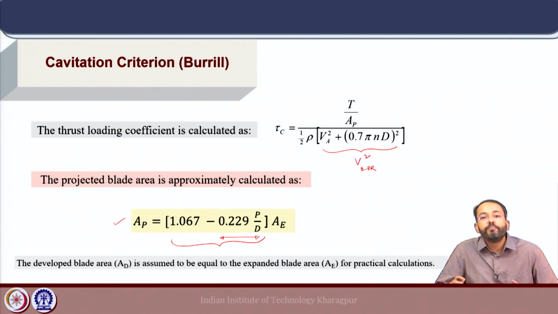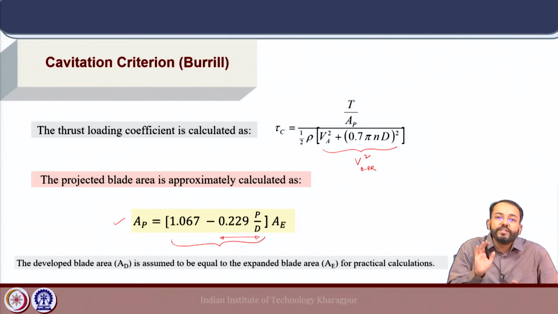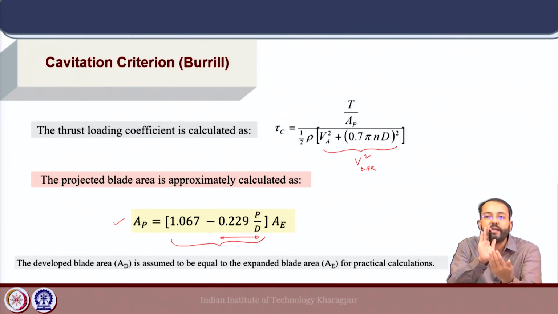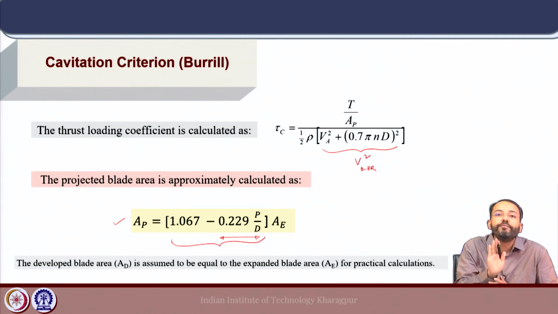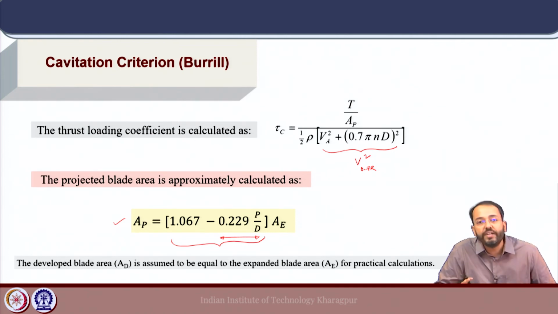So, for the same propeller blade design in terms of other parameters, if we only increase the pitch ratio, for the same expanded area, the projected area will be low, which we have seen in propeller geometry: for the same propeller blade, if we increase the pitch, it will have a higher angle. So, its projection on a plane which is perpendicular to it will decrease, and hence AP will decrease if P by D is increased for the same AE.